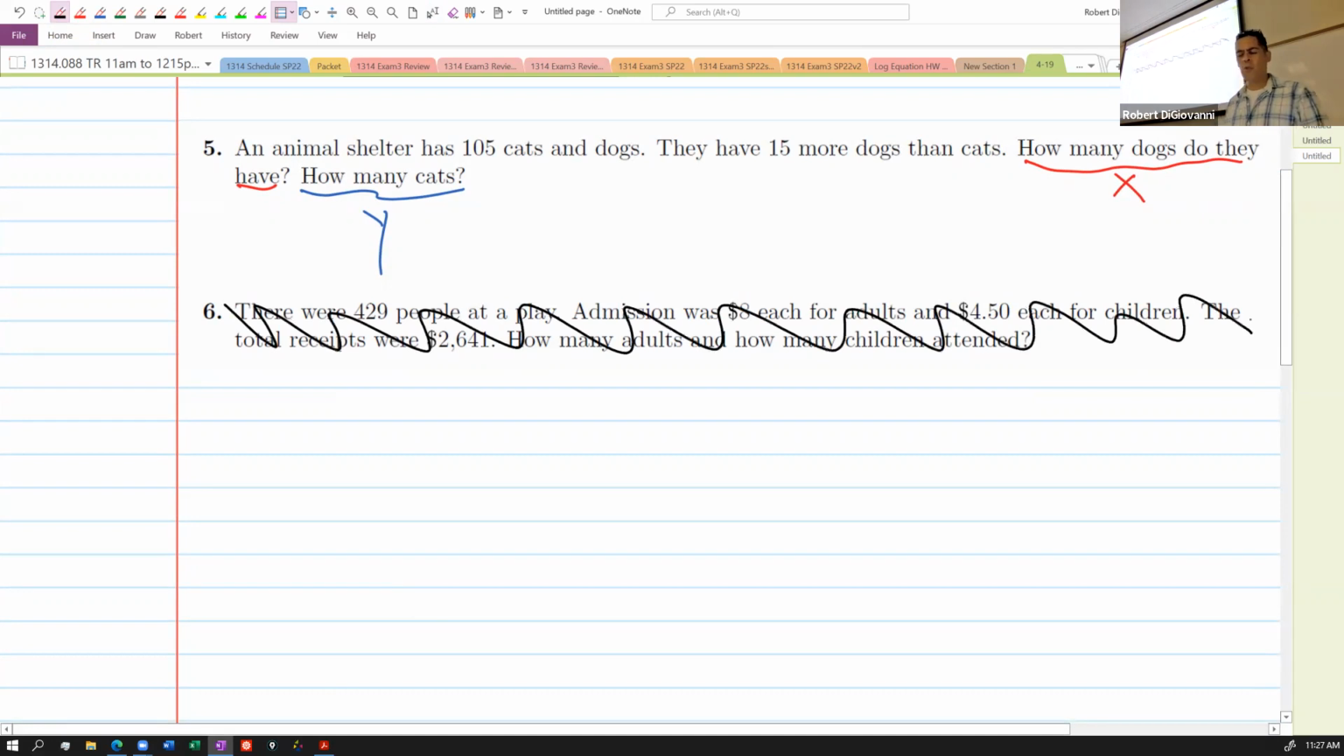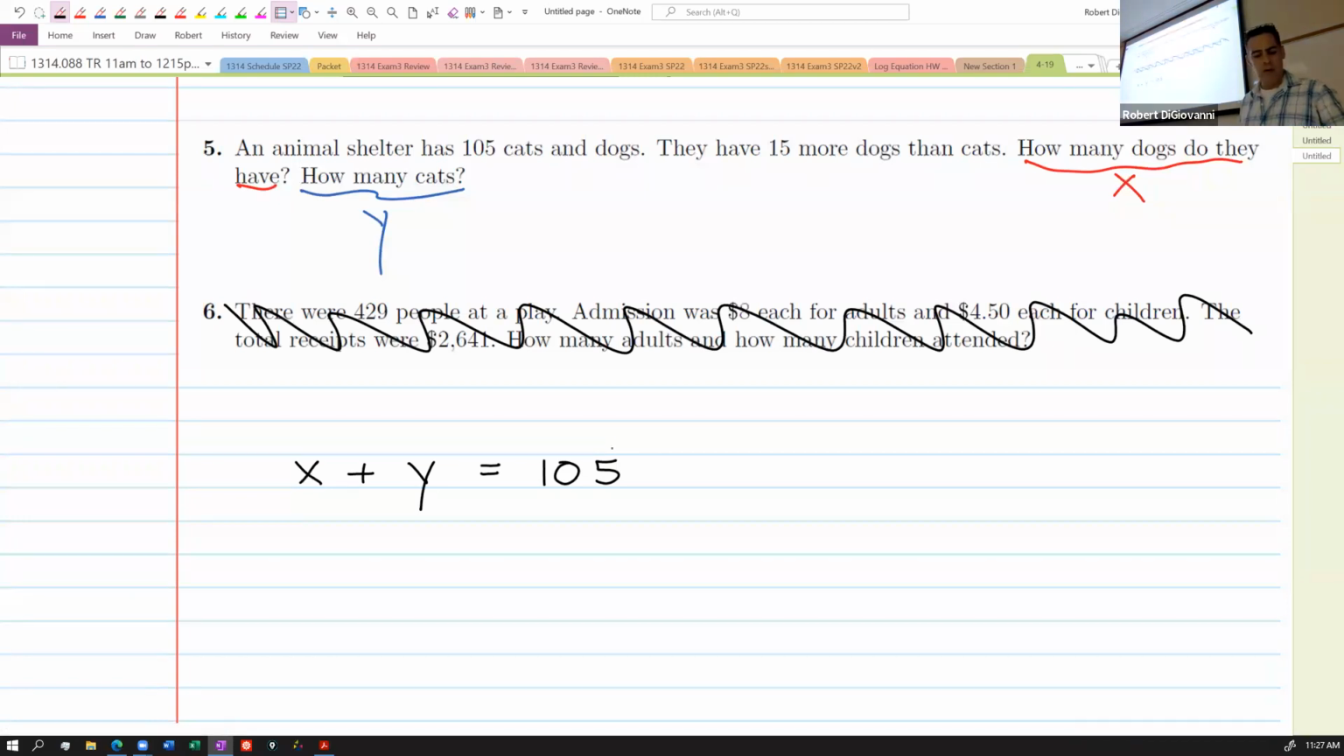All right, let's do the first one together because I think maybe some of you are hung up on this one. So you have an animal shelter, right? You have 105 cats and dogs together, right? So the number of dogs you have, X, plus the number of cats you have should be 105. I think most of you got that part, yes? The total number of dogs and cats together is 105. The other piece of information that's important here is that you have 15 more dogs than cats, right? So you need to somehow create an equation out of that.